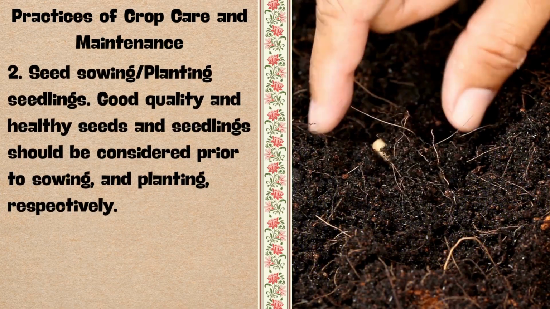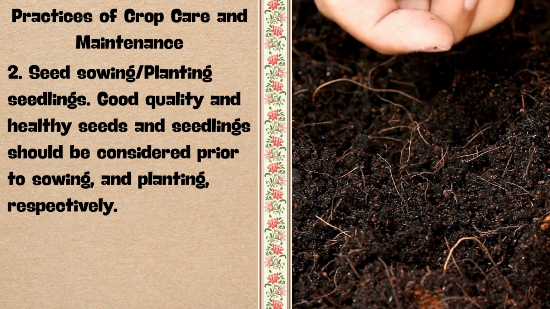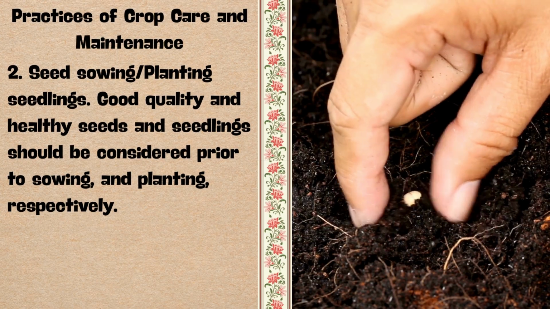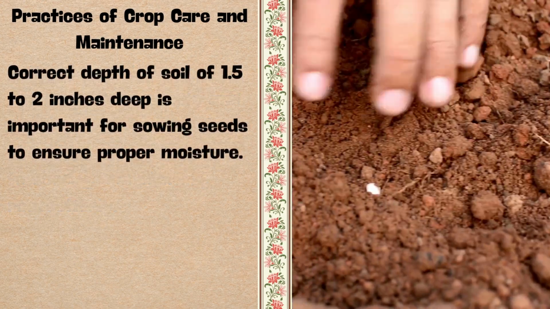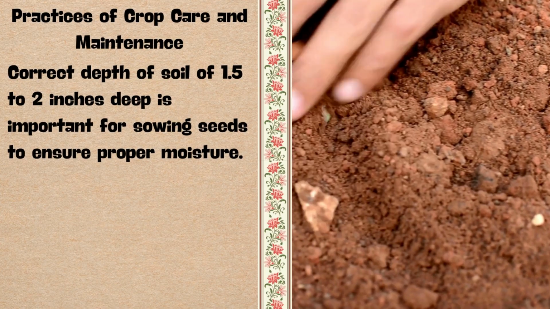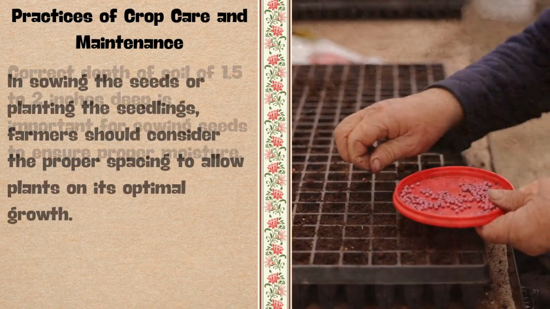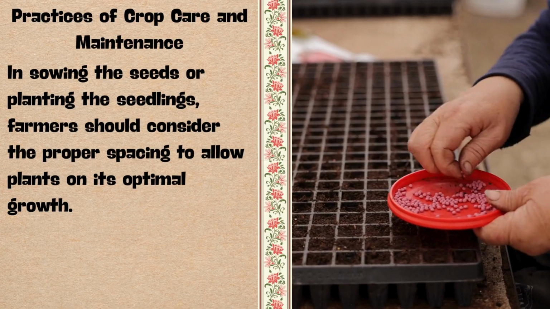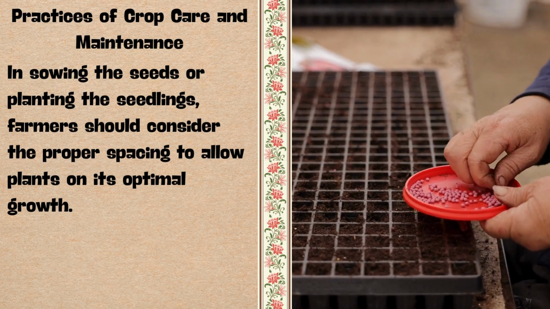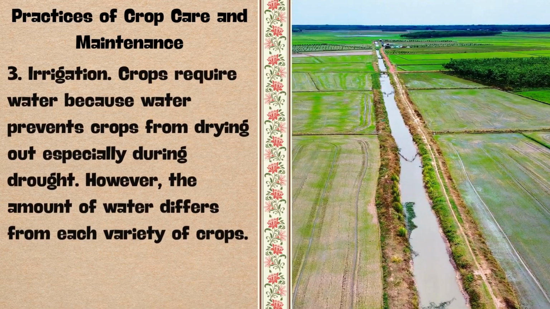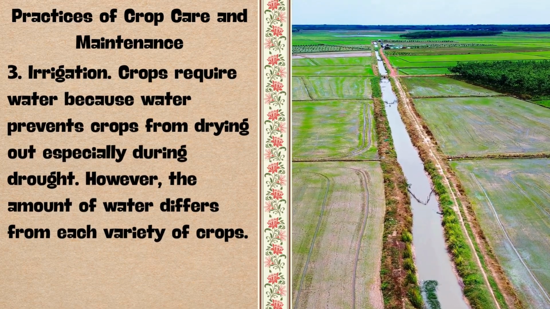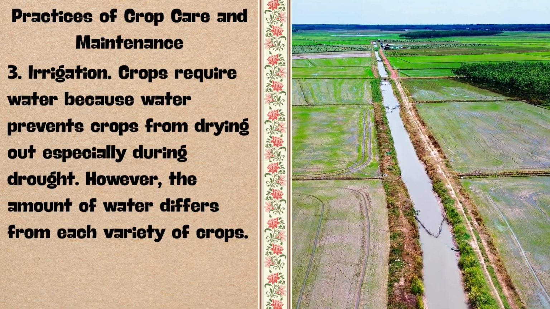2. Seed sowing or planting seedlings. Good quality and healthy seeds and seedlings should be considered prior to sowing and planting, respectively. Correct depth of soil of 1.5 to 2 inches deep is important for sowing seeds to ensure proper moisture. In sowing the seeds or planting the seedlings, farmers should consider the proper spacing to allow plants optimal growth. 3. Irrigation. Crops require water because water prevents crops from drying out, especially during drought.